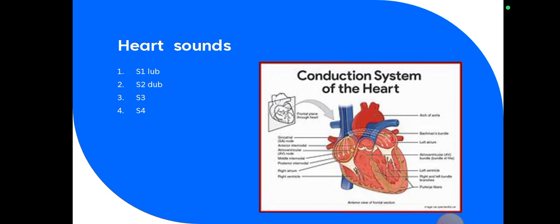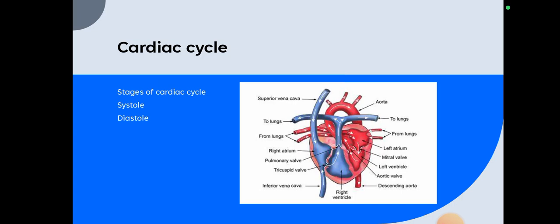So what do you think? There won't be any sounds? There are sounds, that is S1, S2, S3, S4. These are four phases of sounds. S1 is lub and S2 is dub. Lub and dub sounds are heard, and after that S3 and S4 are very faint sounds. So S1 and S2 are mostly the systole and diastole type of sound. I have not put a great diagram because it is not needed here. So that was heart sounds.